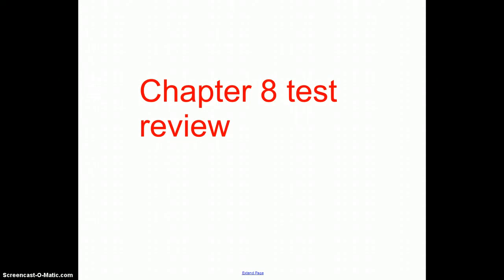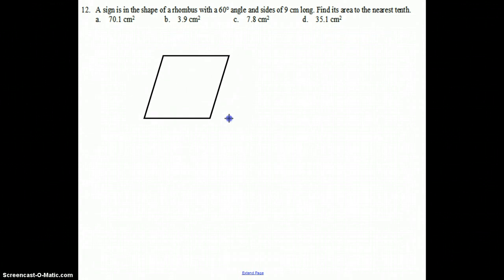Let's continue with our Chapter 8 test review over right triangles and trig ratios. So here's our next problem. Sine in the shape of a rhombus. So first of all, I'm going to put a rhombus up here. Here's our rhombus. And it says that it has 9 centimeter sides and has a 60-degree angle.